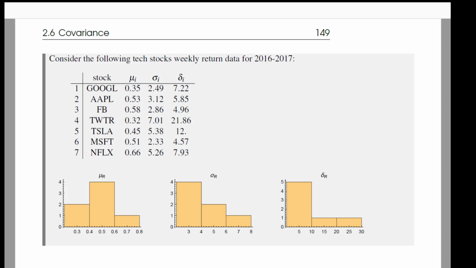So now let's consider this data. Okay, so these are weekly returns in this period. And this is actual data, by the way. So famous stocks, right? Google, Apple, Facebook, Twitter, Tesla, Microsoft, and Netflix. These are the mean returns. These are the volatilities, and these are the coefficients of variation. So just the ratio of the two.